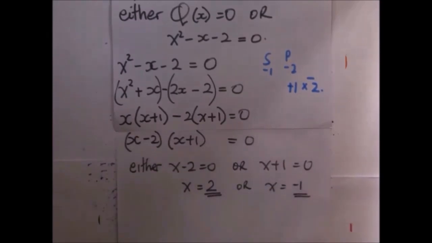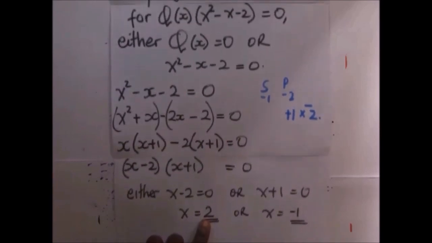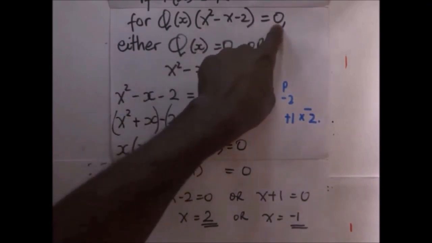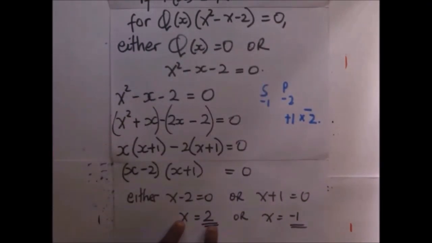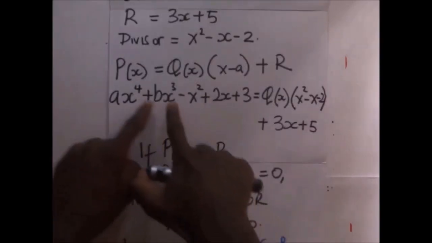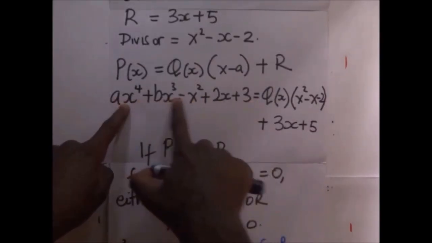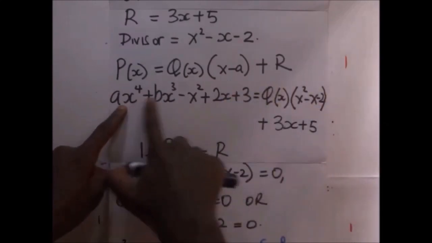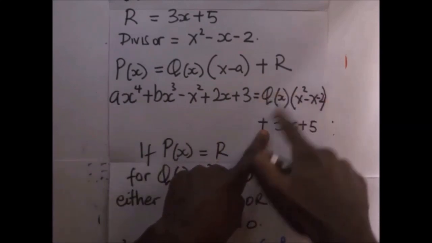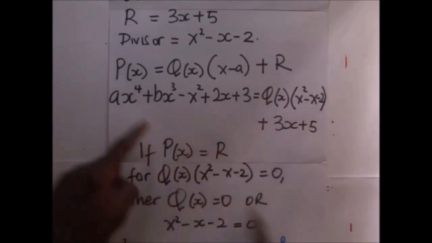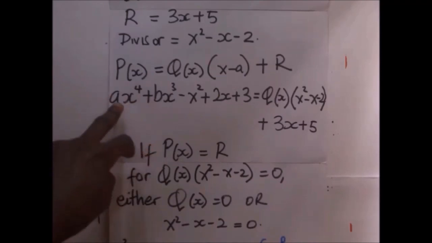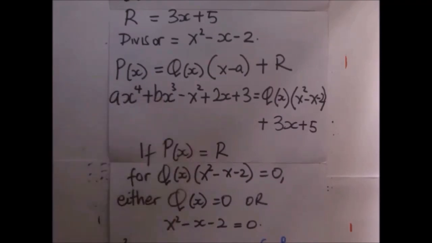So we have gotten our values of x for which this expression is equal to 0. When we substitute 2 or negative 1 in this expression, we shall get 0. So now we substitute these values of x in this expression. When we substitute the values of x, this whole term will be equal to 0, and so we shall be remaining with 0 plus that expression. So we shall substitute here for the two values of x we have gotten. Then we are going to form two simultaneous equations that are going to help us get the values of a and b. We proceed.